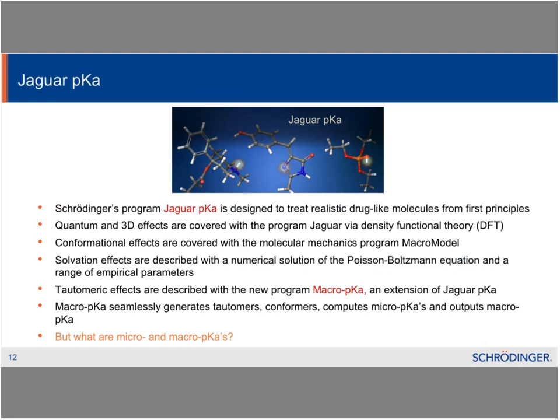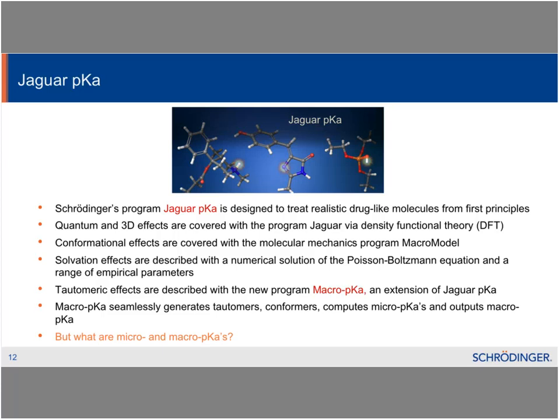So Jaguar pKa, of course, uses quantum calculations, and the quantum and 3D effects in Jaguar pKa are covered via the density functional theory, DFT. Conformational effects are covered with the molecular mechanics program MacroModel through force fields. We also describe solvation effects via the Poisson-Boltzmann equation and its numerical solution. We are doing, of course, implicit solvation calculations because explicit solvation calculations are very expensive.